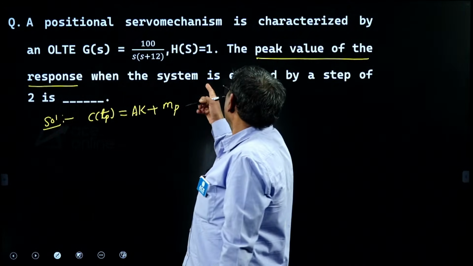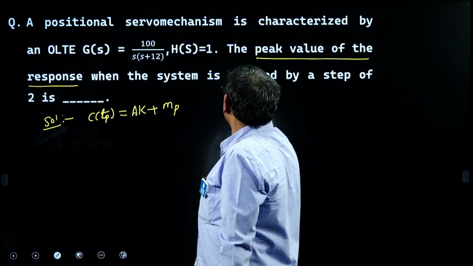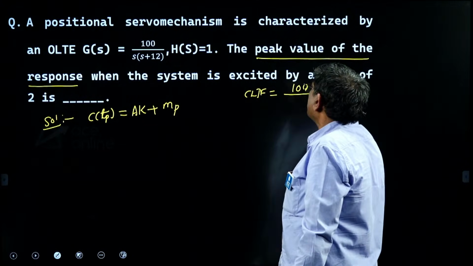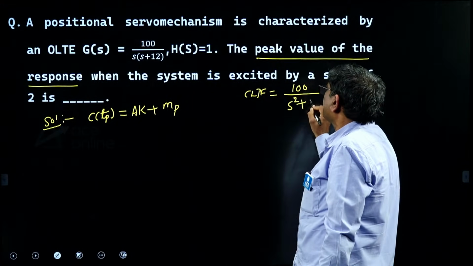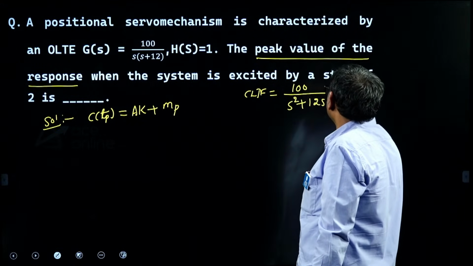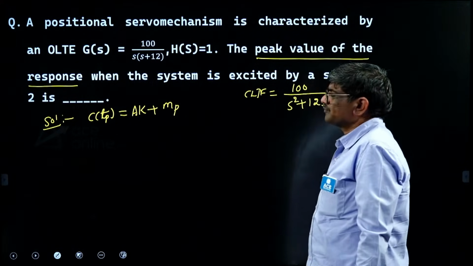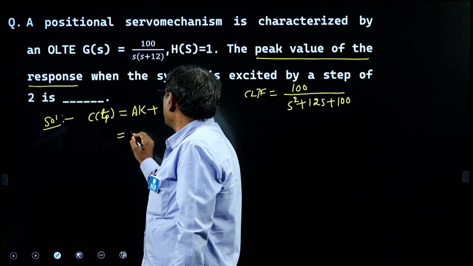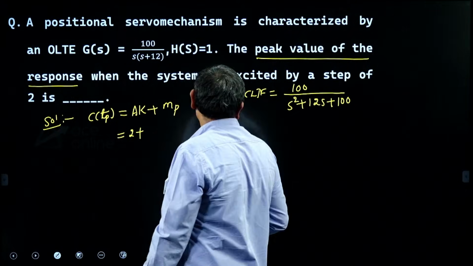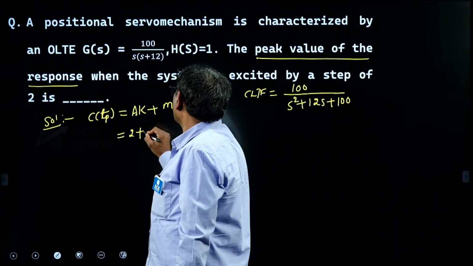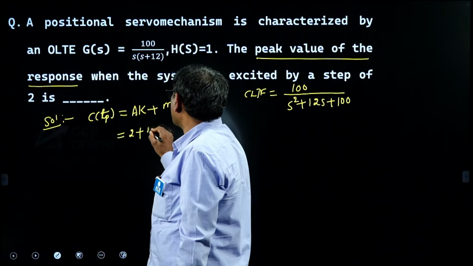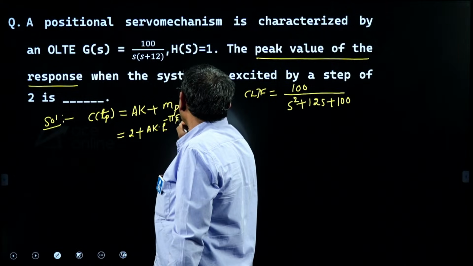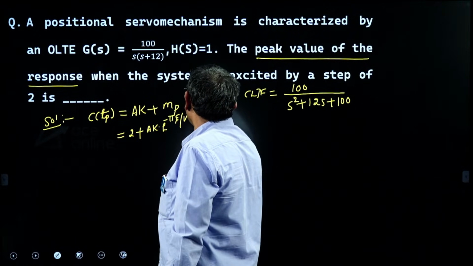So what is AK? First find the closed loop transfer function. What is the closed loop transfer function? 100 divided by S square plus 12S plus 100. So what is AK? 2, na? AK is 2 plus MP. MP formula is AK into e power minus pi zeta by root of 1 minus zeta square.